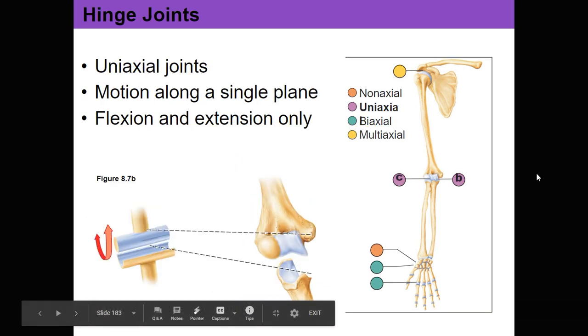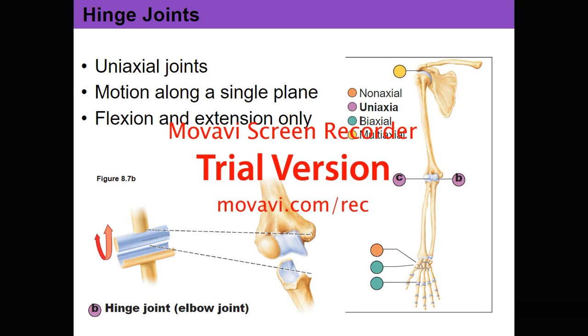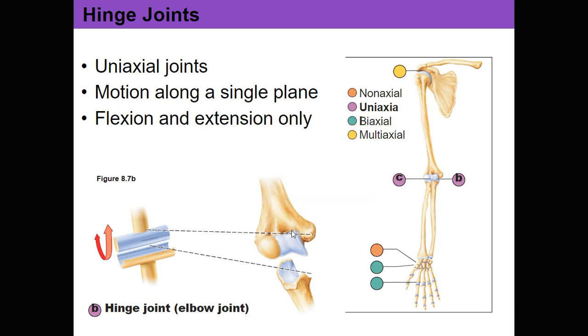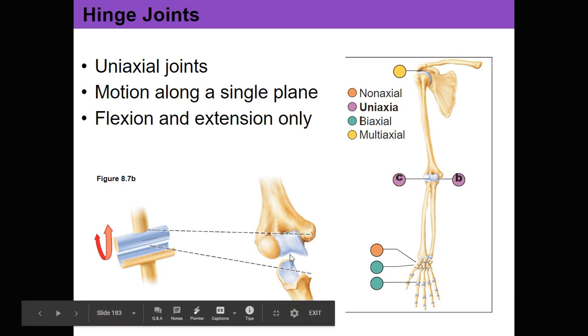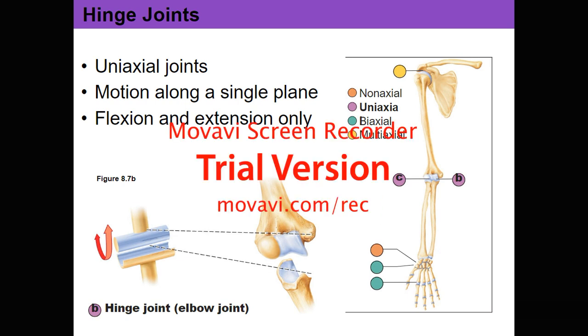All right, so we talked about the hinge joint. That's an example of a uniaxial movement. Remember, uni means movement in one plane. An example of a hinge joint is between the humerus and the ulna. That allows for flexion and extension only. So again, uniaxial movement, movement in one plane.